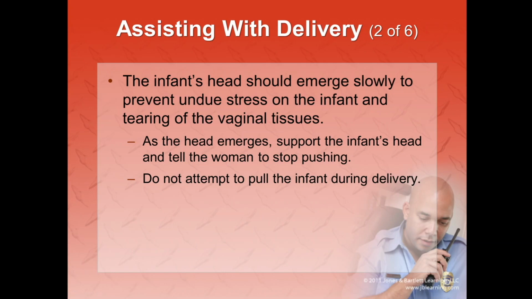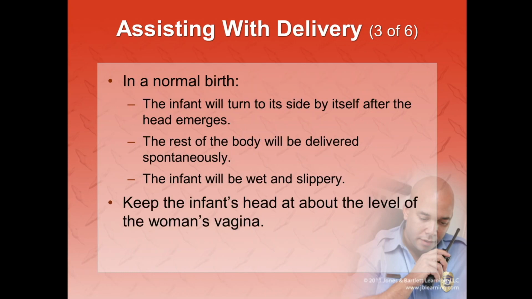So as we are assisting with the delivery, the infant's head should emerge slowly. We don't want to put stress on the infant or on the mom, so we do not want to pull on the infant as the head is emerging. We just want to make sure we have our hands there to support the head. We want to tell the mom to stop pushing once the head starts to slowly emerge from the vagina.